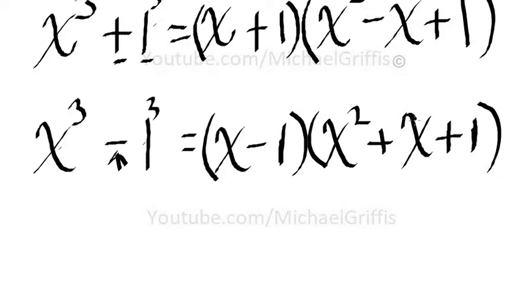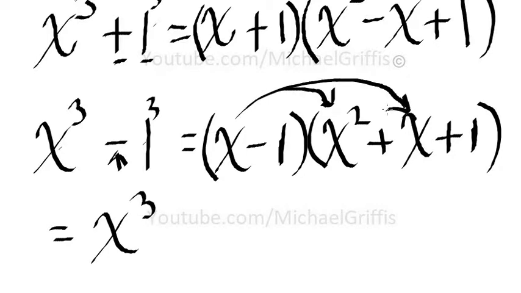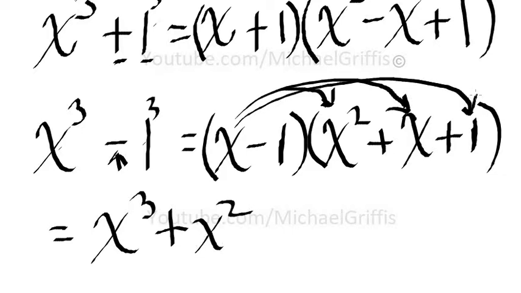You can always go back and check your work and multiply this thing out that we came up with on the right hand side, and it should condense down to x cubed minus 1. Let's just do that. So 1 times x squared, we'll write it right down here. x times x squared is x cubed. x times x is x squared. x times 1 is just x.